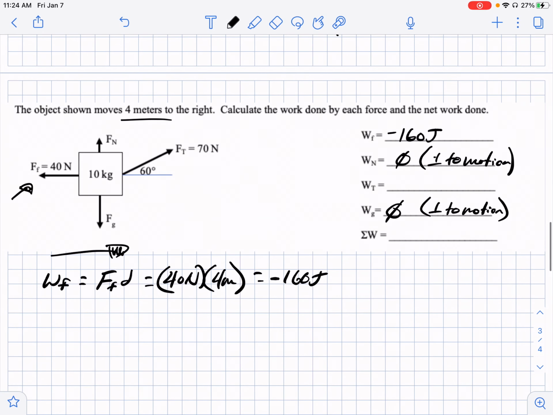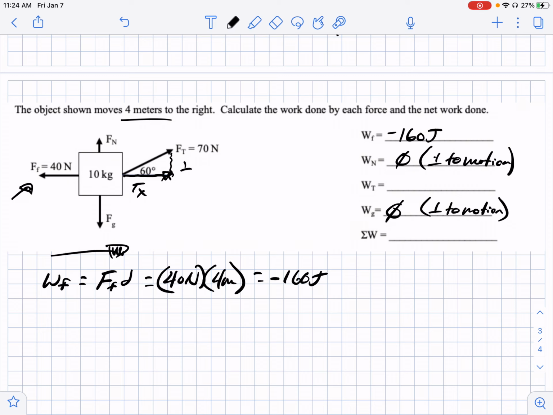So the last one we have is tension. Now remember, it's only the parallel component. So not all of my tension here is going to be doing work. This part, the y component, is perpendicular to the direction, so it's not going to be doing work on this object. So we need to find our x component of tension, because that's the one that's doing work.